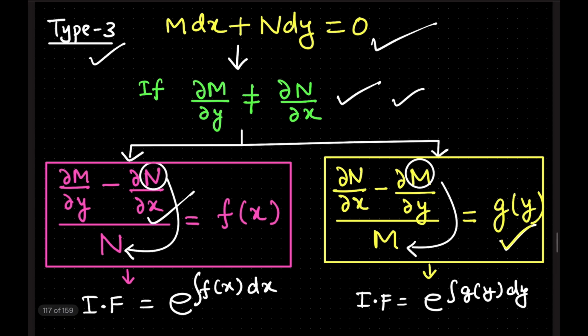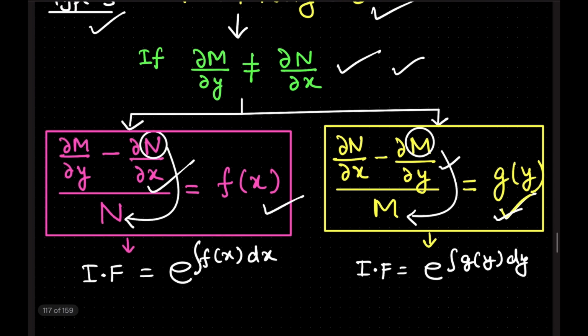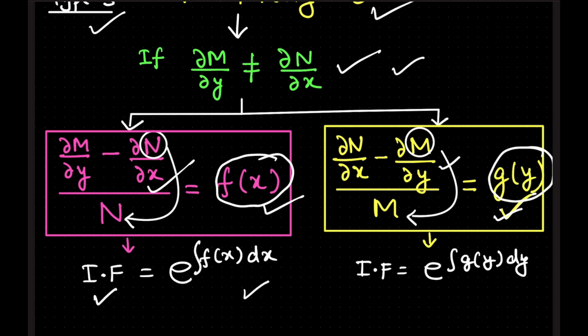Here you will have two cases. When (∂M/∂y minus ∂N/∂x) divided by N is equal to f(x), or the second case, (∂N/∂x minus ∂M/∂y) divided by M is equal to g(y). In the first case you get a function of x only, and in the second case a function of y only. If you get f(x), you multiply by the integrating factor e to the power of the integral of f(x) dx, and when you get g(y), you use the integrating factor e to the power of the integral of g(y) dy.